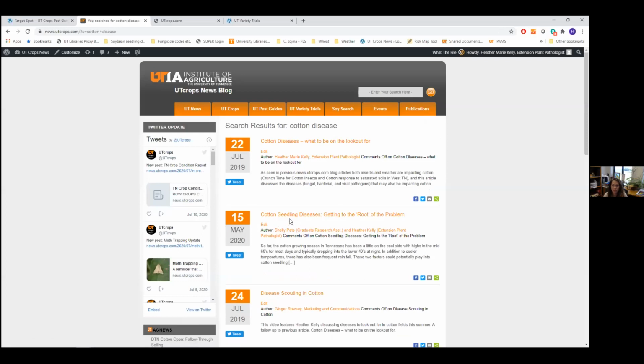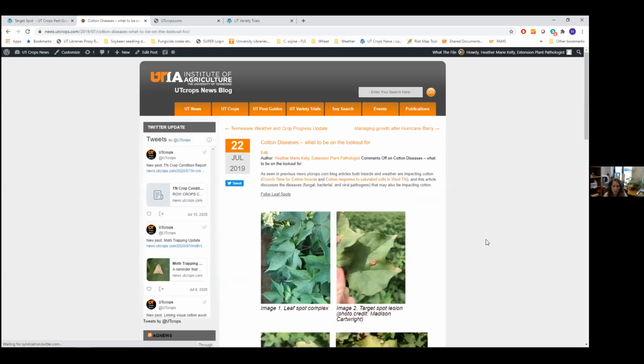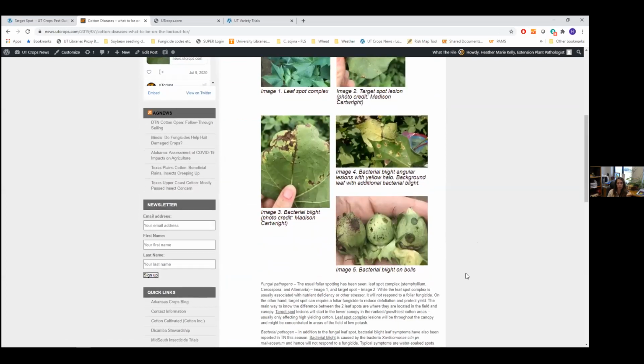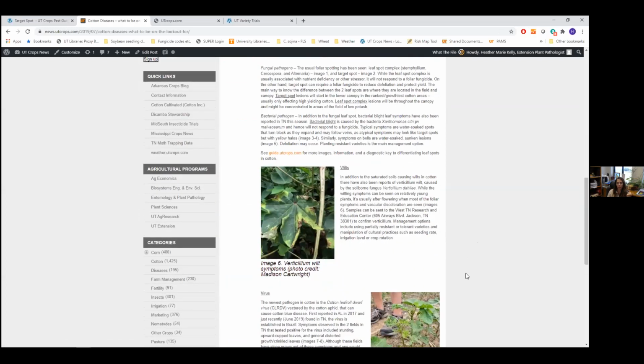You can see earlier this year we talked about seedling diseases. Last year around the same time, what diseases to be on the lookout for. So again, sometimes people learn better by reading an article than going through a guide site, because they don't see any spots yet. But if they just want to know, this is a good spot to read a quick article with a lot of different pictures that go over the different diseases.